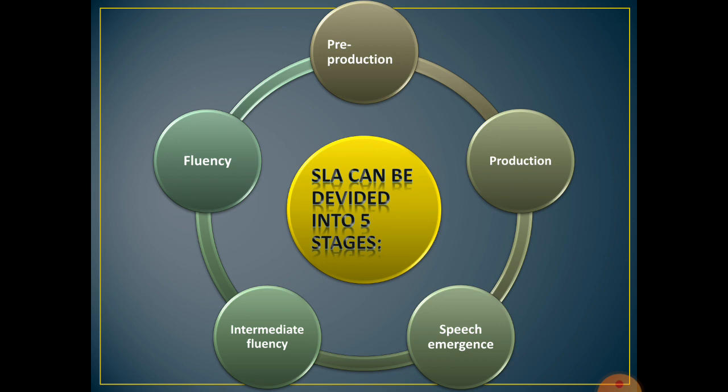In the speech emergence, the learner has a 3,000-word vocabulary and communicates using simple phrases and simple questions, and makes grammatical errors. In intermediate fluency, learners have a 6,000-word vocabulary and complicated structures, thoughts, and opinions are frequent. Errors occur in complex sentences. And fluency comes after learning for 5 to 10 years, when learners can reach the fluency level of the first language.